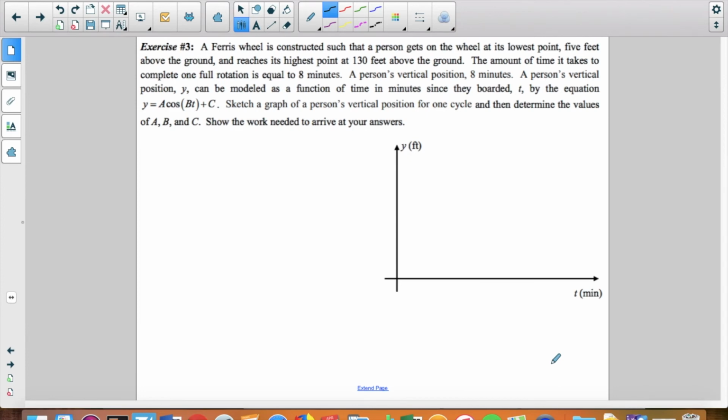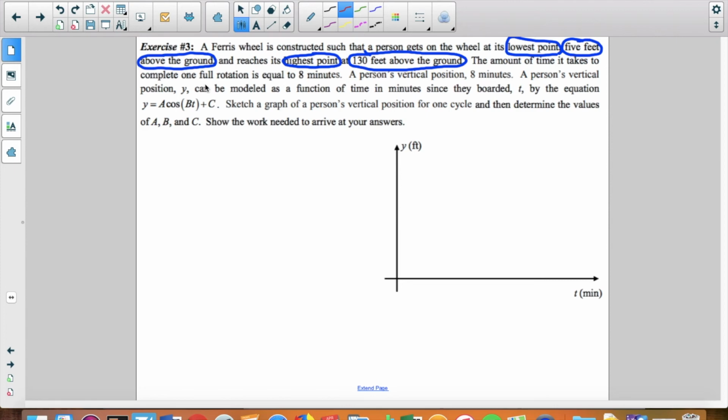Okay, let's do one more. A Ferris wheel is constructed such that a person gets to go on the wheel at its lowest point, 5 feet above the ground. Okay, so lowest point is also kind of the same thing as saying minimum, so keep that in mind. And it reaches its highest point, so its maximum, at 130 feet above the ground.